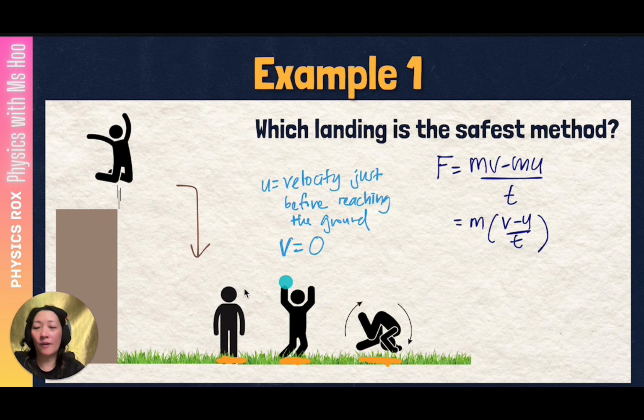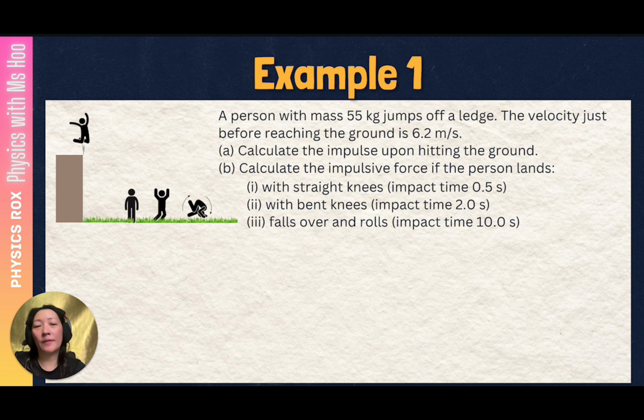Now let's do a worked example based on this situation with numbers so that we can see the comparison between these different landing styles and how the impact time affects the impulsive force. A person with mass 55 kg jumps off a ledge. The velocity just before reaching the ground is 6.2 meters per second. A. Calculate the impulse upon hitting the ground.